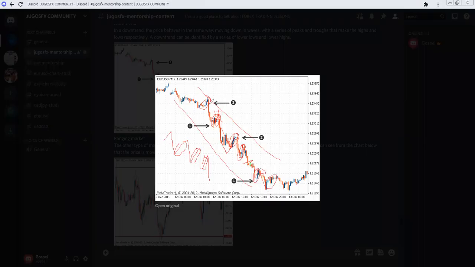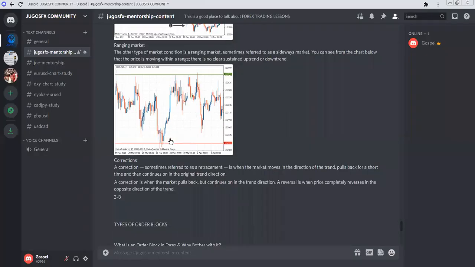Because sometimes you might come in when the trend has already changed. So what will you do? You wait for a retracement, and then you sell. You wait for a retracement, you sell. You understand? That's how it is done. Retracements and corrections are the same thing. So a correction, like I said, refers to a retracement. It's when the market moves in the direction of the trend.